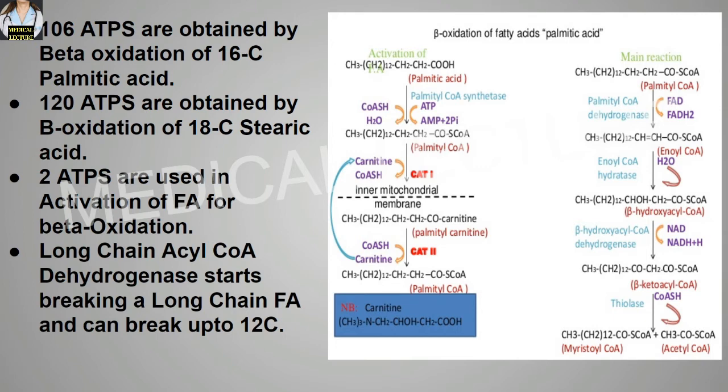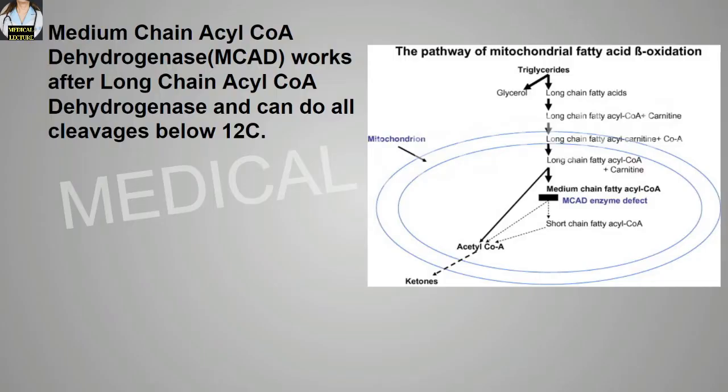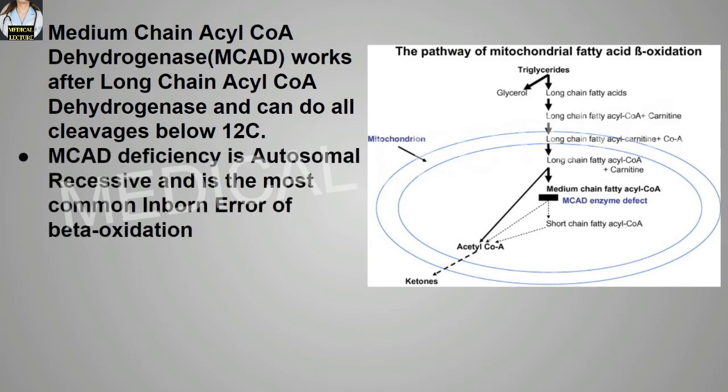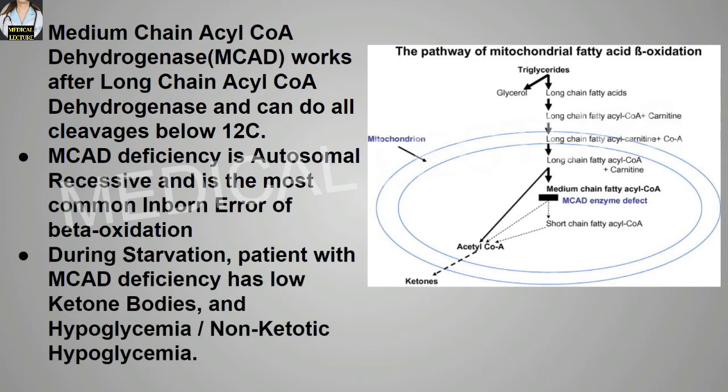Long chain acyl CoA dehydrogenase starts breaking a long chain fatty acid and can break up to 12 carbons. Medium chain acyl CoA dehydrogenase works after it and does all cleavage below 12 carbons. Medium chain acyl CoA dehydrogenase deficiency is autosomal recessive and is the most common inborn error of beta oxidation. During starvation, a patient with this deficiency has low ketone bodies and hypoglycemia, or non-ketotic hypoglycemia, may occur.